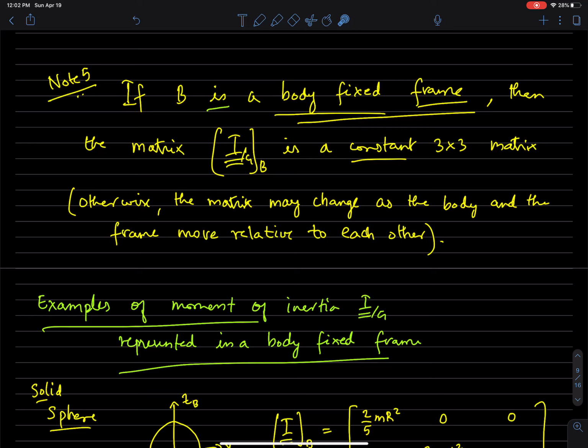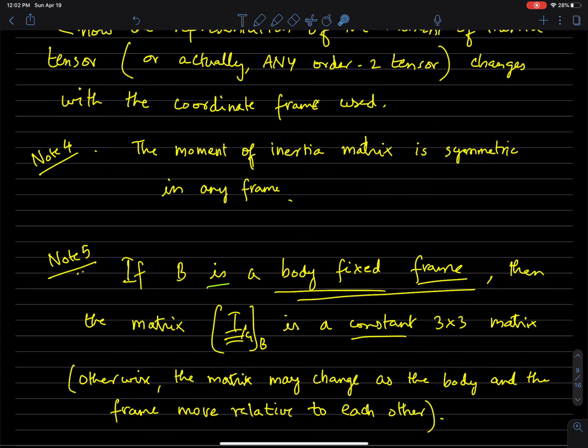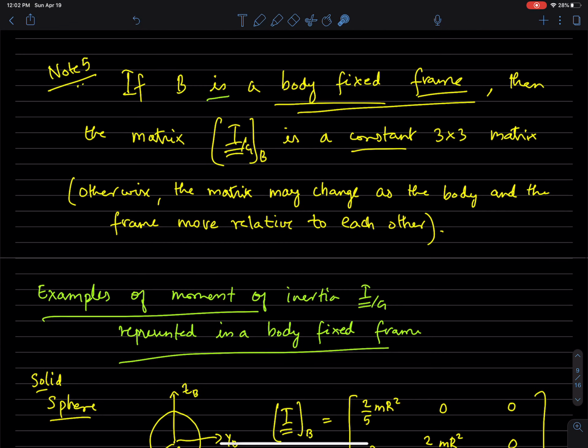Now is actually the first time we use the fact that B might be a body fixed frame. So far, everything that we have said, B need not be a body fixed frame. But if B is a body fixed frame, what do we mean by that? It means that as the body moves, the frame B also moves. Frame B is rigidly attached to the rigid body. In other words, it doesn't move relative to the rigid body at all.